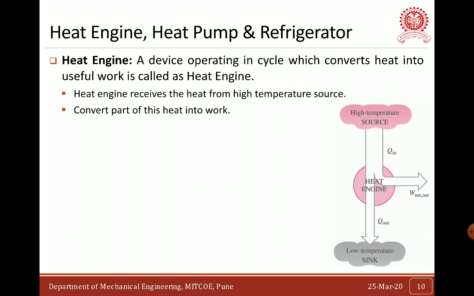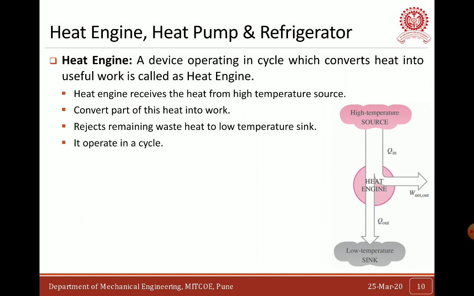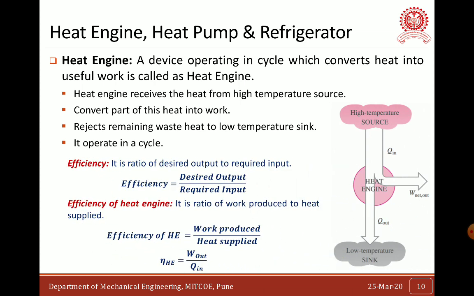So 100% conversion of heat into work is not possible. Some part of the heat is converted into work done. So the heat engine receives heat from the high temperature source, converts part of this heat into work, and rejects the remaining waste heat to the low temperature sink. Then it operates in a cycle. There are different cycles also that we have studied.